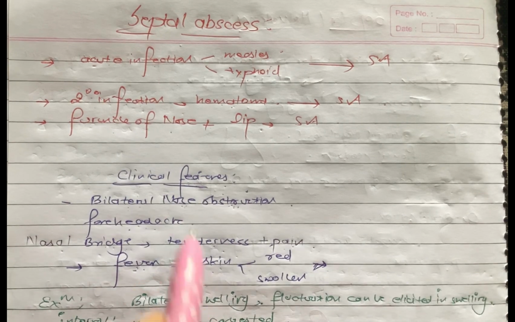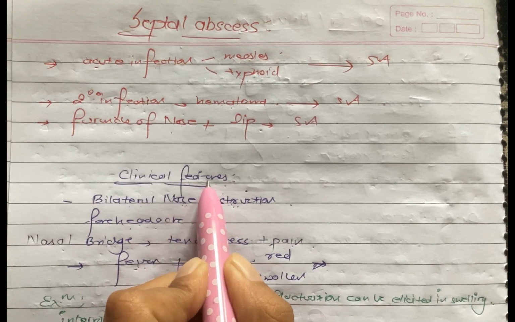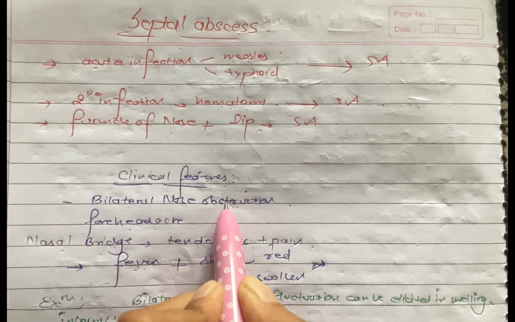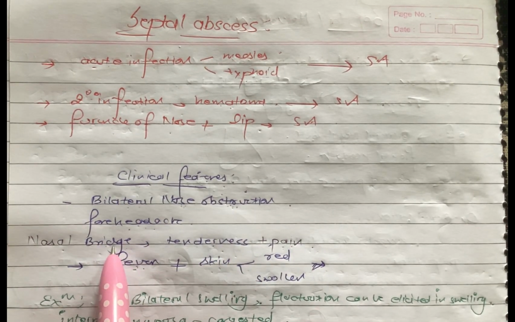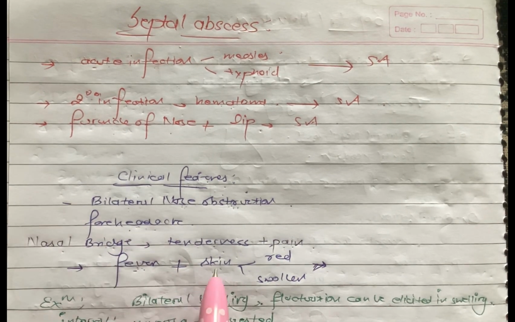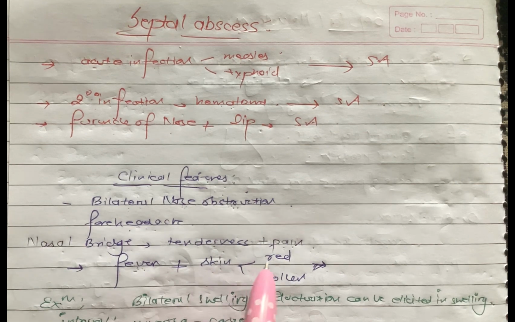Now talking about the clinical features, there is severe bilateral nasal obstructions with pain and tenderness over the nasal bridge, and the patient may also complain of fever with chills and frontal headache, and the skin over the nose may be red and swollen.